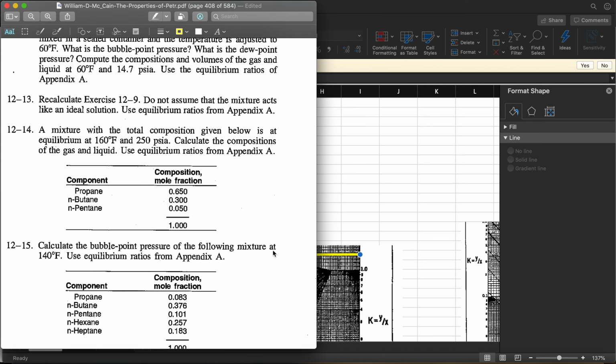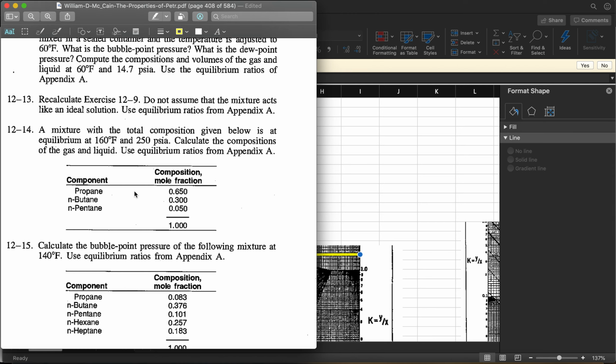Okay, let's see if I can solve 12-14 here. A mixture of the given total composition is at equilibrium at 160 degrees and 250 psi. It wants to know the compositions of the gas and liquid. Use equilibrium ratios from Appendix A. So that's the K tables in the back.